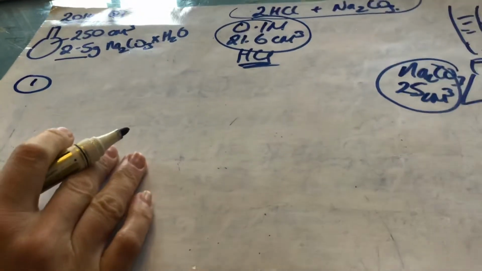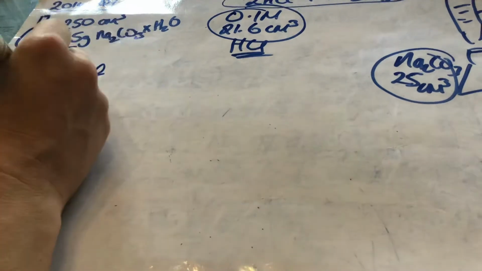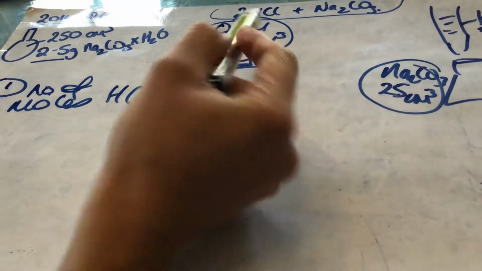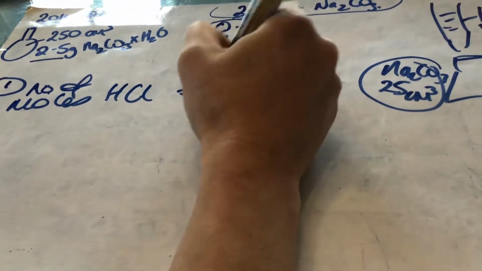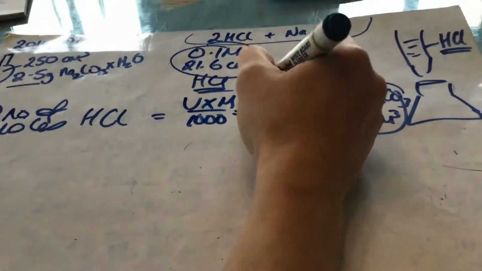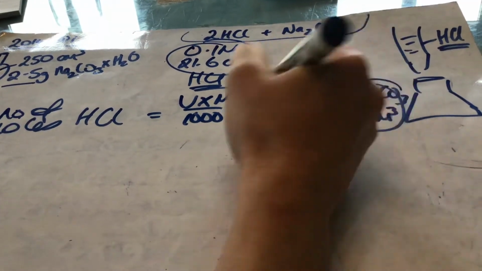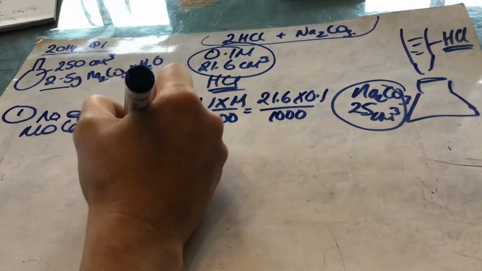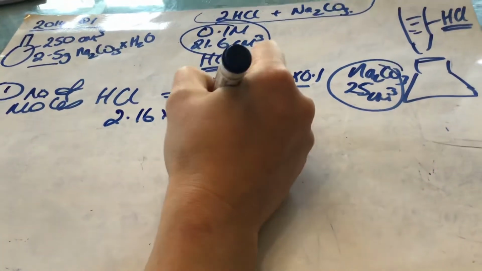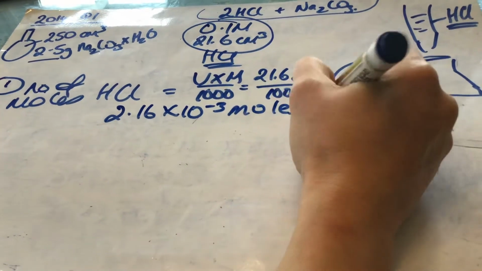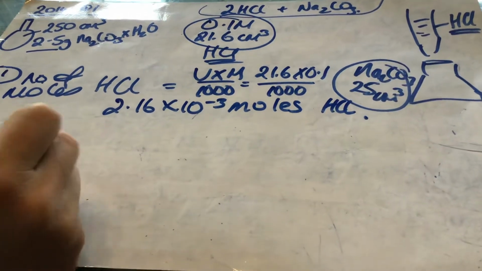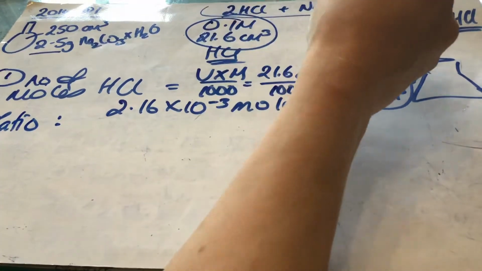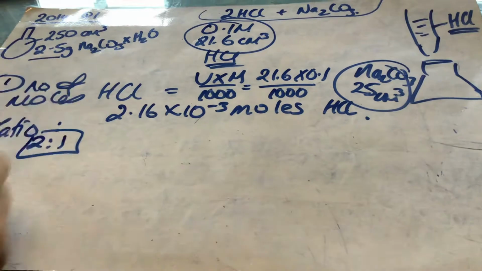Okay, so step 1, same as our previous step, number of moles. Now, number of moles of what? HCl, because that's what we know the concentration of. Using your formula, V by M all over 1,000. The volume was 21.6, multiplied by 0.1 for the molarity, and then divide that by 1,000. When you do that, you're getting your number of moles as 2.16 by 10 to the minus 3 moles of HCl, okay? Now, ratio is your second step, all right? Now, the ratio is 2:1. So 2:1 is the ratio, okay?